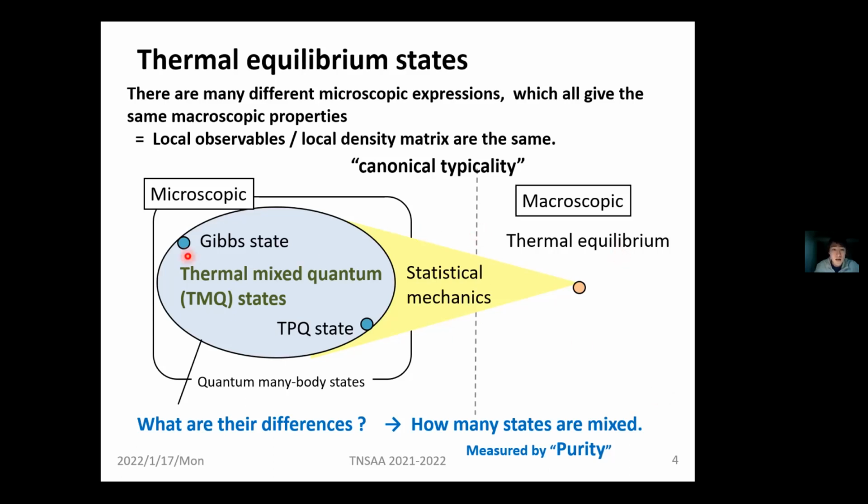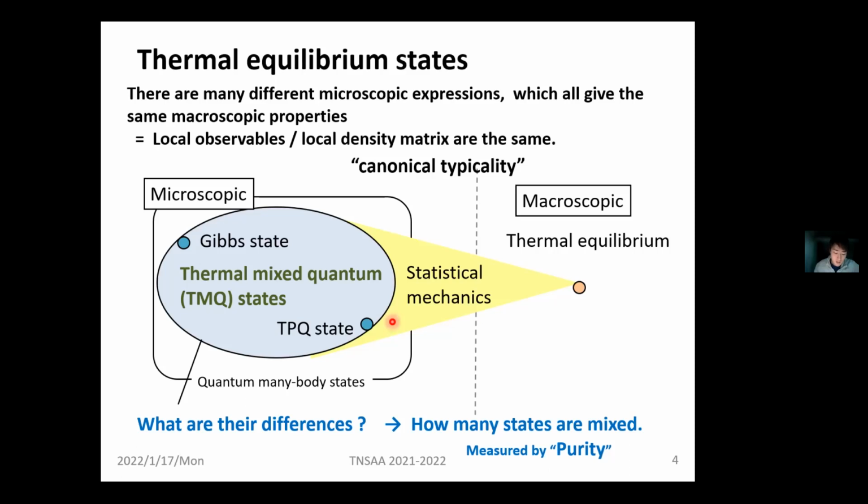For example, there's the Gibbs state, which is the conventional state of statistical ensembles. A typical state is a single pure state, which represents thermal equilibrium by itself. There are many other different types of states, which we call thermal mixed quantum states, TMQ states. Although they look different, the macroscopic observables are the same in the TPQ state, the Gibbs state, and the TMQ states.